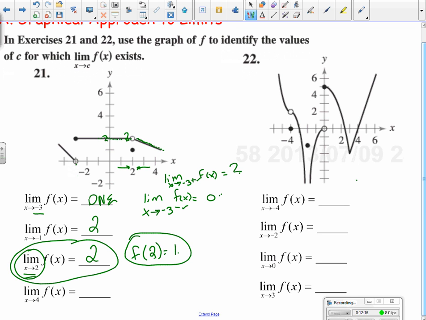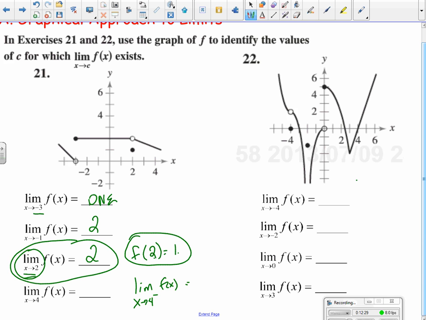Okay, and the final one says, what about if we approach 4? If we're approaching 4 from the left and from the right, I'm going to just jot this down. As I approach 4 from the left, what do I get? And as I approach 4 from the right, what do I get? So the limit of f of x from the left and the right.